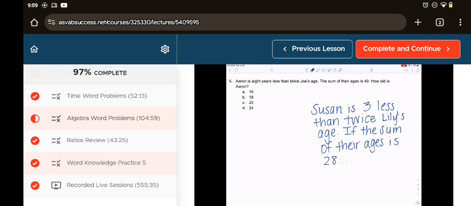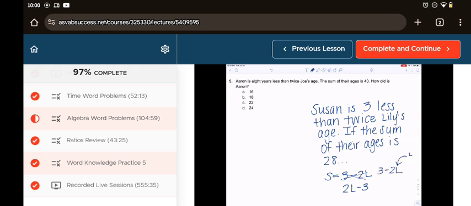Susan is 3 less than twice Lily's age, if the sum of the ages is 28. Susan equals 3 minus 2 Lily's age. Okay, almost. But this is very important. Whenever it says that something is less than something, the subtraction comes afterwards. So this should actually be 2L minus 3, because it's 3 less than something.